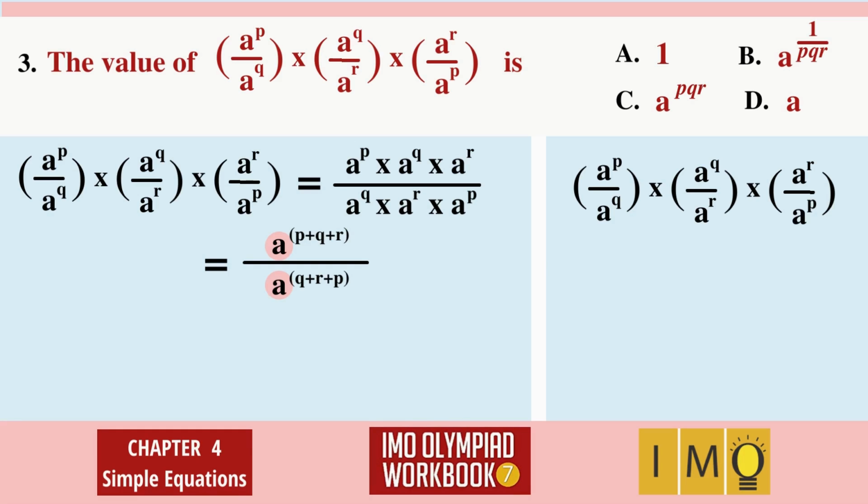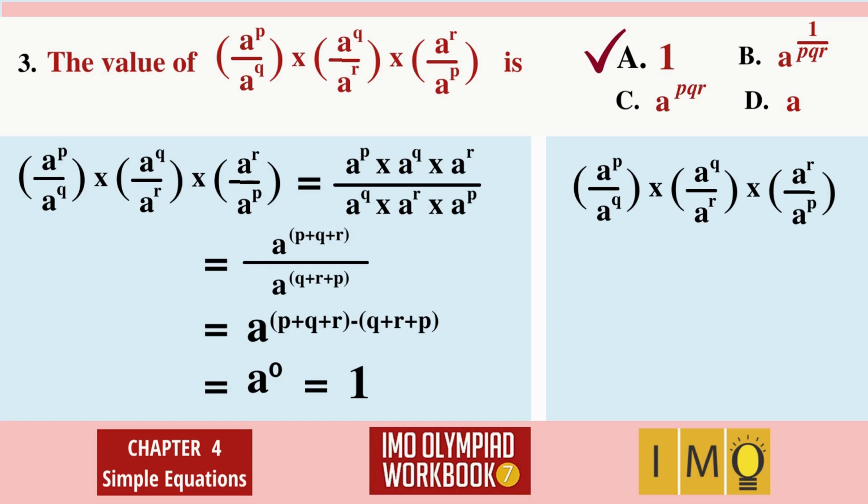Now again, the base remains the same. But since we have division, we'll subtract the powers. What we get is a to the power of p plus q plus r minus of q plus r plus p, which results in a to the power of 0, which is 1. So our right option is option A.